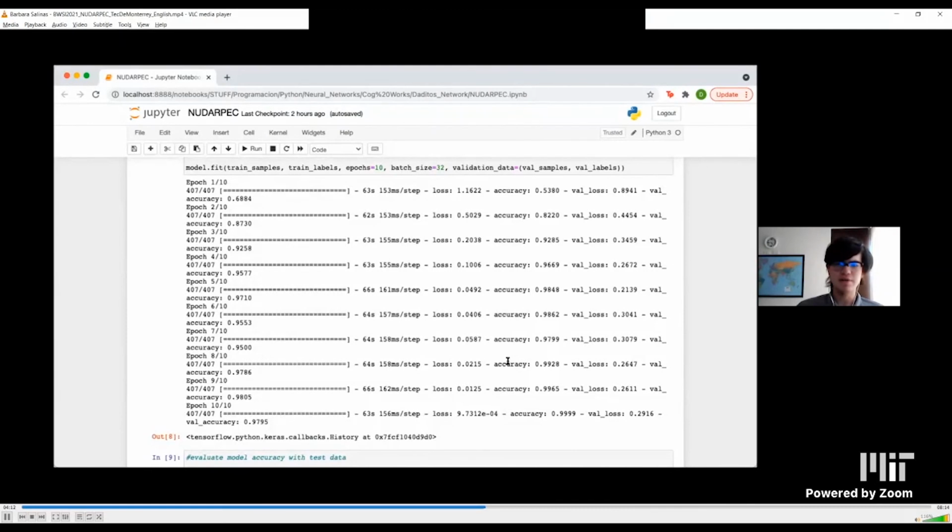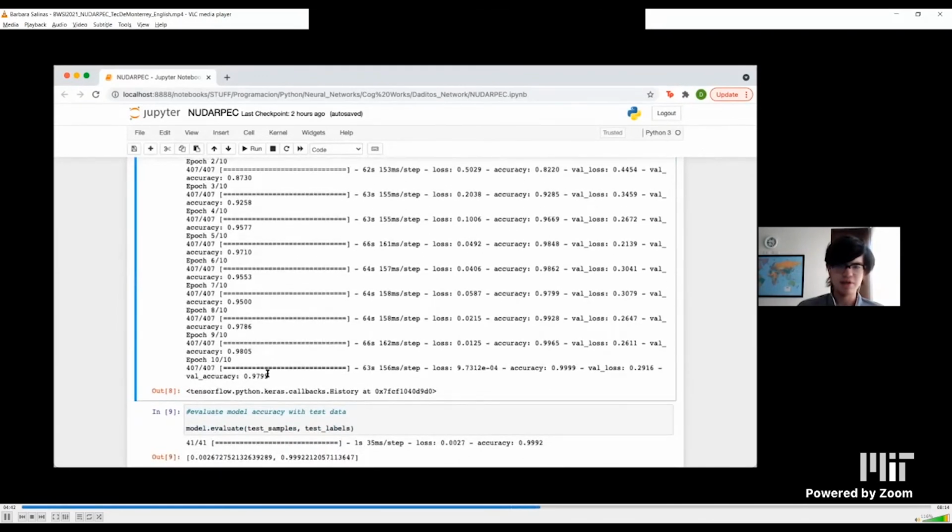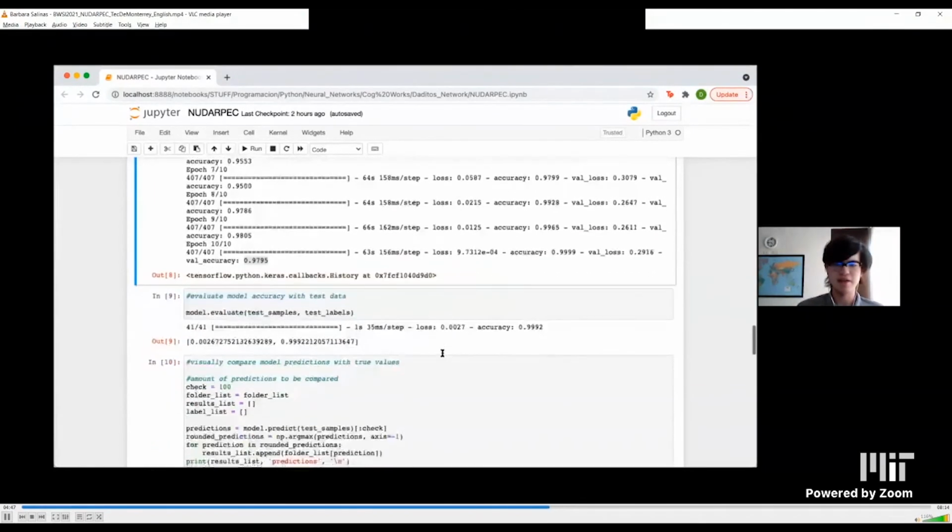So as you can see, our training process consisted of 10 epochs, and we used a batch size of 32, basically to optimize the training process so that it was efficient and quick, so that we could also have the highest accuracy possible. By the 10th epoch, our accuracy for all three sets of data was very, very high. For the training data, we obtained an accuracy of 99.99%, almost perfect. For the validation data, we got an accuracy of 97.95%. And for the test data, we got an accuracy of 99.92%.